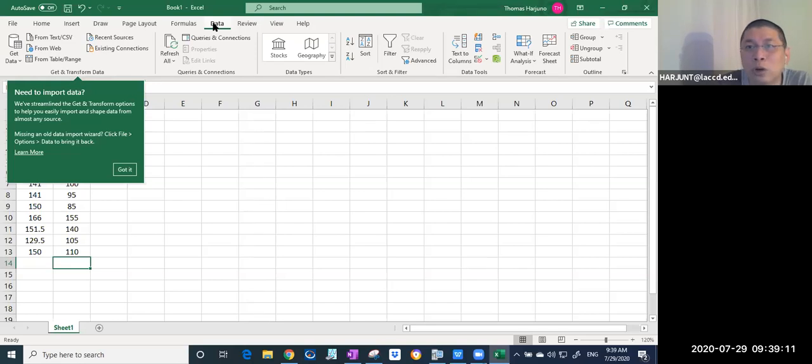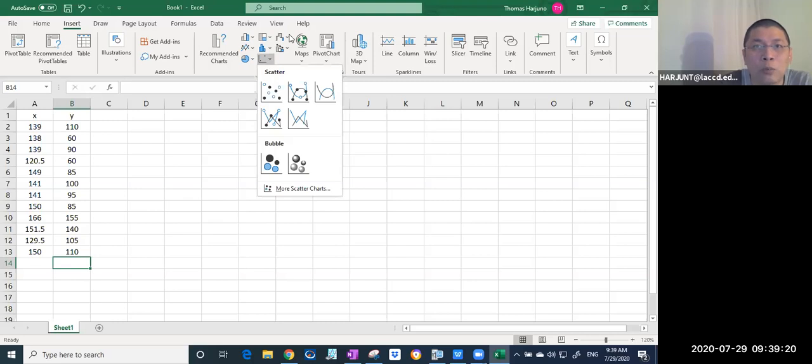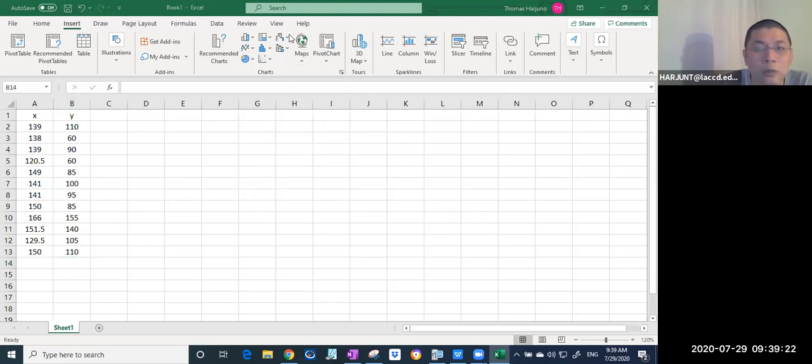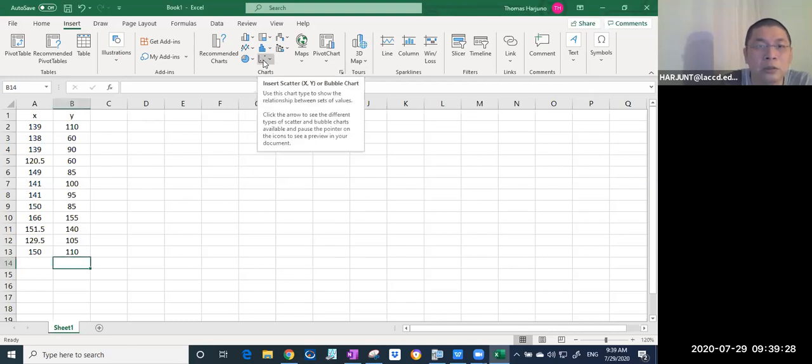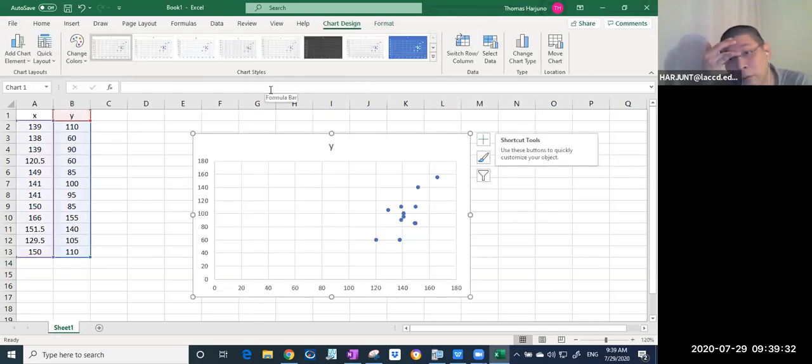I want to create a scatterplot here. Are you with me? Hold on. Is it what you're seeing? Okay. So you see what I see. Okay, so I go to scatter, I will create this one here. Oh, they do it for me right away.